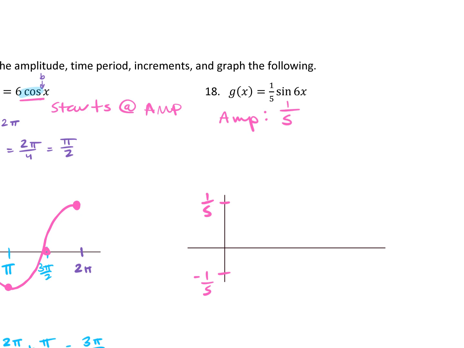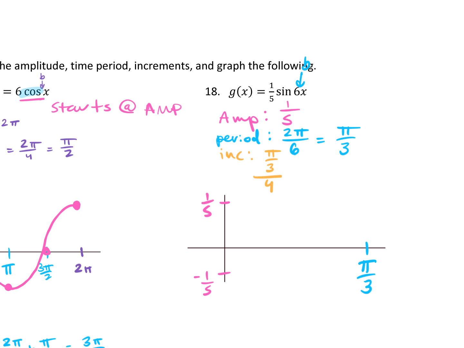And then let's find the period. How do we find the period? 2 pi over b. And what's the b here? 6. Awesome. So that would be pi over 3. So our period is going to end at pi over 3. And then how do we find the increments? Period over 4. So pi over 3 over 4.